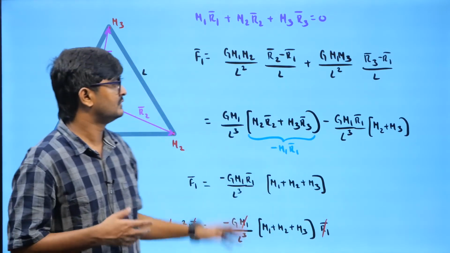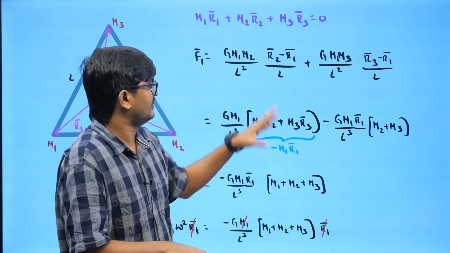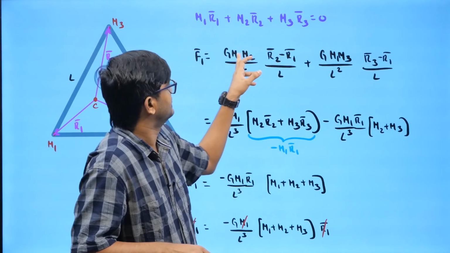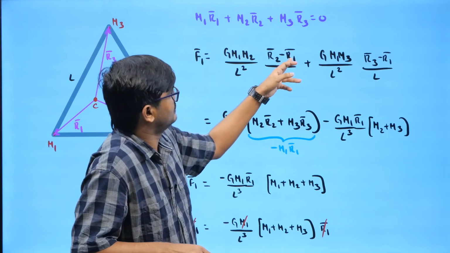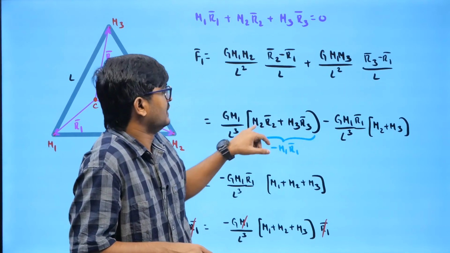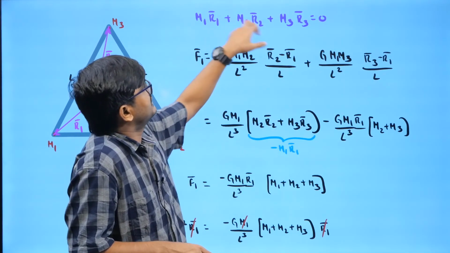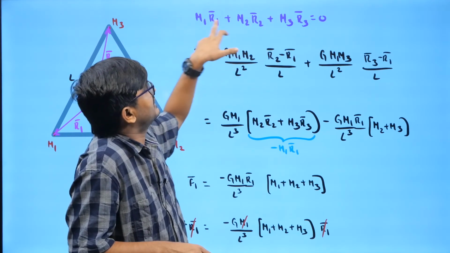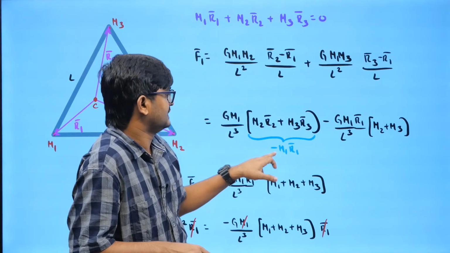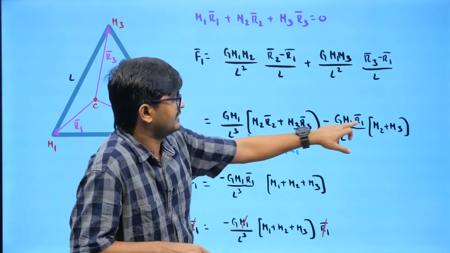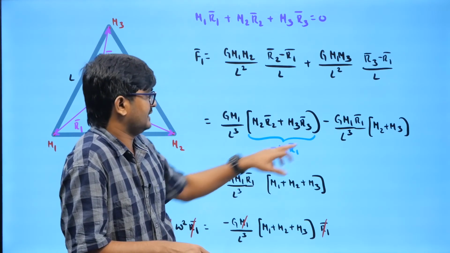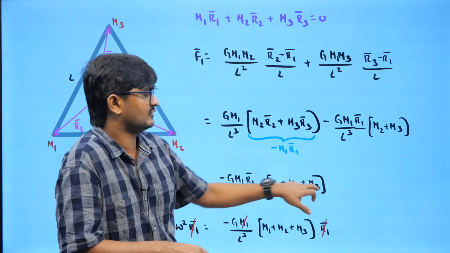Now I will be expanding and bringing m2 r2 together and m3 r3 together, and m2 r1, m3 r1 together. So I will be getting these two things. Now m2 r2 bar plus m3 r3 bar will turn out to be minus m1 r1 bar. Why I am doing this is, if I do this, I can take r1 bar common and put it here. So when I substitute and take that thing common, I will be getting m1 plus m2 plus m3.